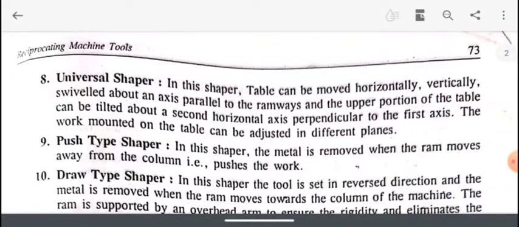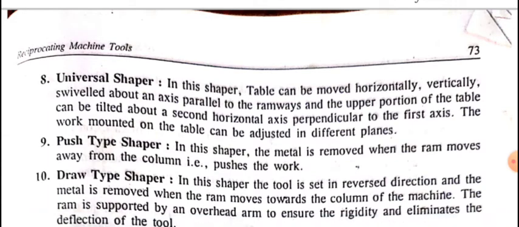Next comes universal shaper. So what is the use of universal shaper? Universal shaper is a shaper in which the table can be moved horizontally, vertically and swiveled about any axis. That's what I told now. So in the universal shaper, different types of shapes can be produced easily as compared to the standard shaper.